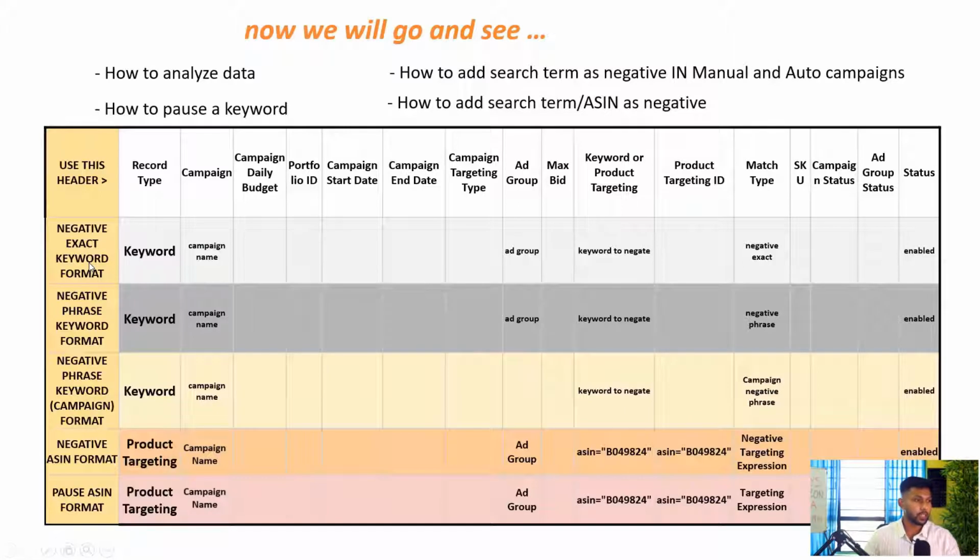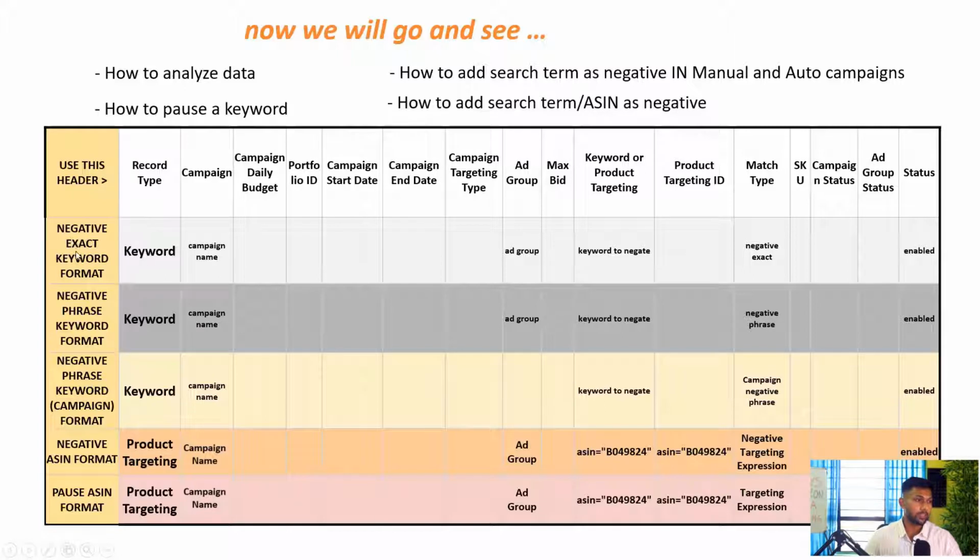Now here, if you see, there are a few things. If you just look at this header, these are the templates that you have to use. You will see that the same thing is printed on your page number 11 as well. Now we are going to look at our data, and first we are going to negative exact keyword. So this is the format that we are going to use.